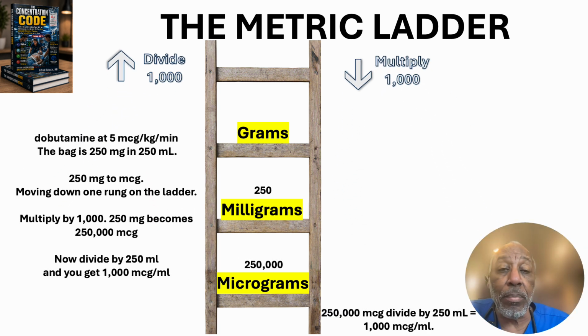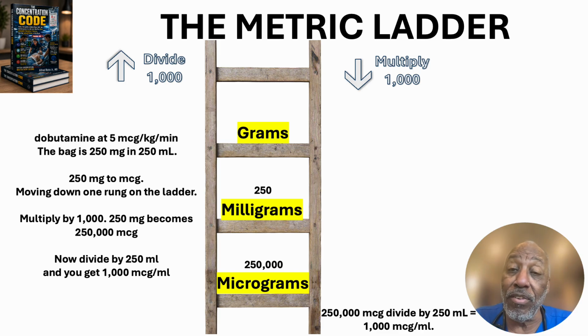Here's a clinical example to make this concrete. A physician ordered dobutamine at 5 micrograms per kilogram per minute for a patient in cardiogenic shock. The bag you have is labeled 250 milligrams and 250 milliliters. You need to know how many micrograms per milliliter are in the bag before you can calculate the rate.